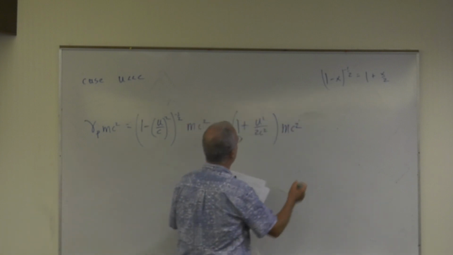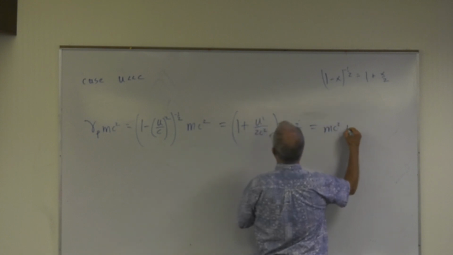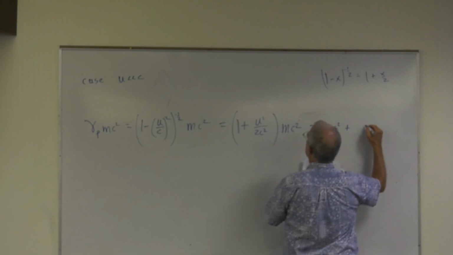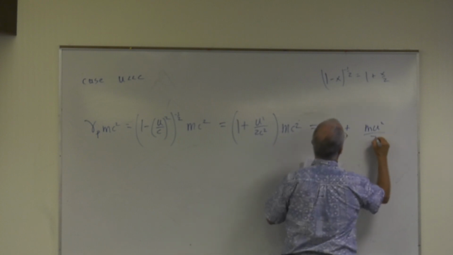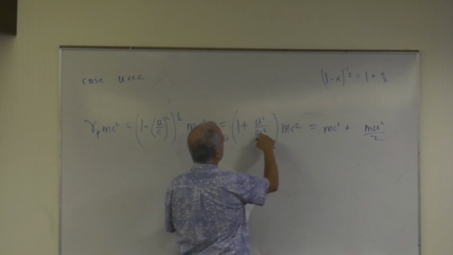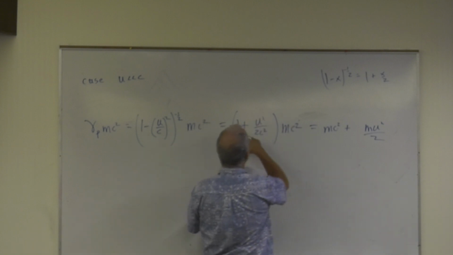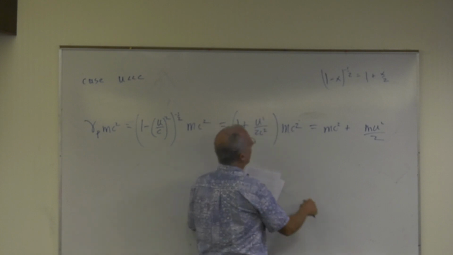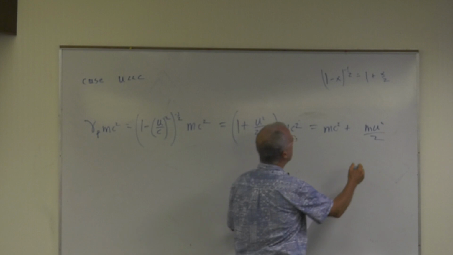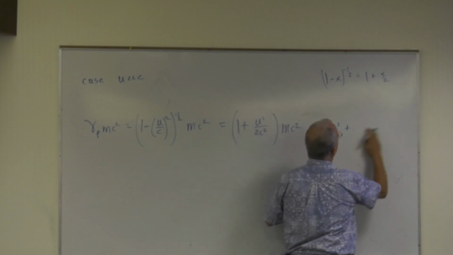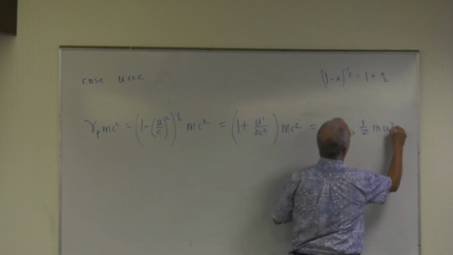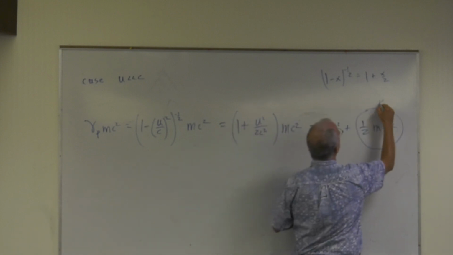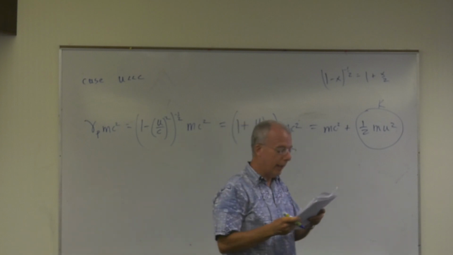Let's multiply it out. mc squared plus mu squared over 2, right? This c squared kills that c squared. So mc squared plus mu squared over 2. Okay, now, what's this? Let me write this differently: 1/2 mu squared. What's that? That's just the kinetic energy, our good old friend from Physics 105.